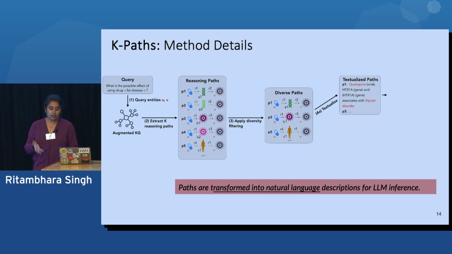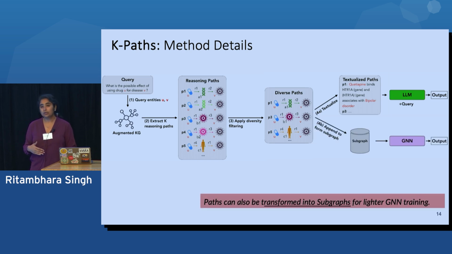And from those, if we are working with an LLM, we will textualize these paths into natural language so that they can be fed as descriptions into our LLM inference. And so we feed it with the query and we get our output. However, if we wanted to still do the supervised training task, we can convert these diverse paths into much smaller subgraphs that allow us to do a lighter GNN training and still give good results.